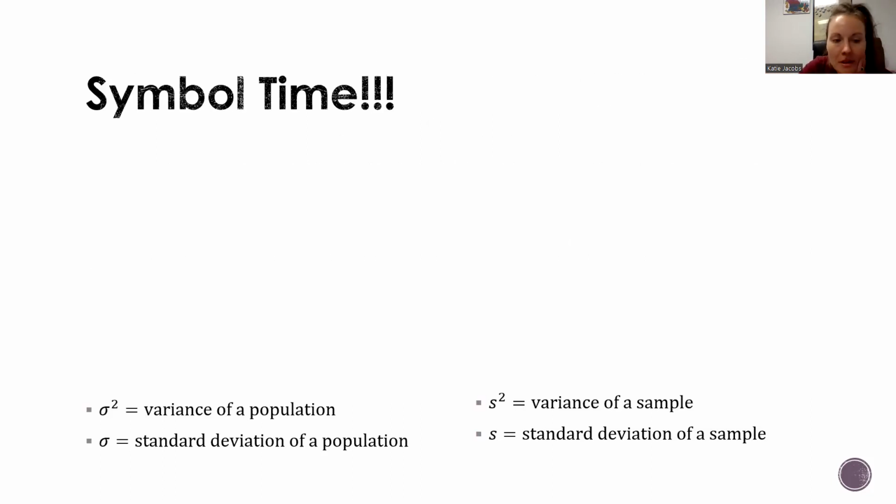All right, symbol time. So you'll see we have a lowercase sigma squared is the variance of a population. Lowercase sigma is the standard deviation of a population. S squared is the variance of a sample. And then S is the standard deviation of a sample. So go ahead and write these symbols on your symbol sheet. You can pause this and do that.